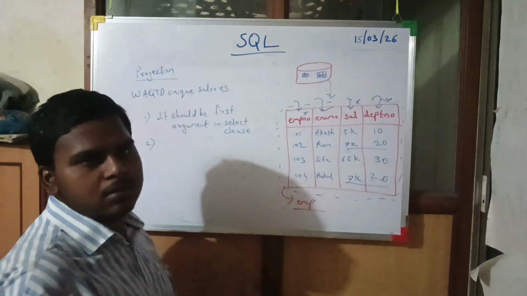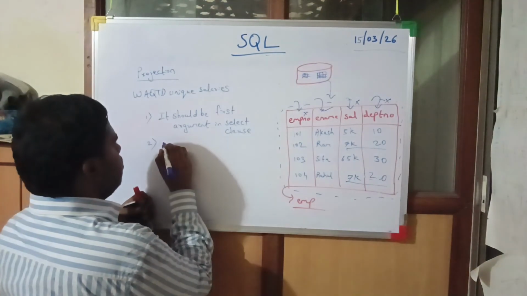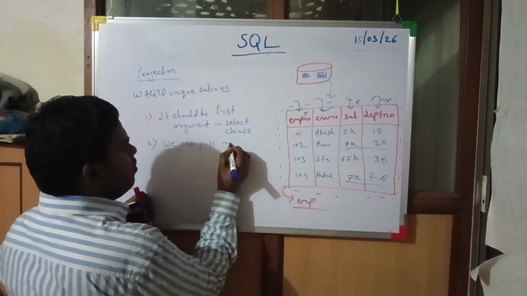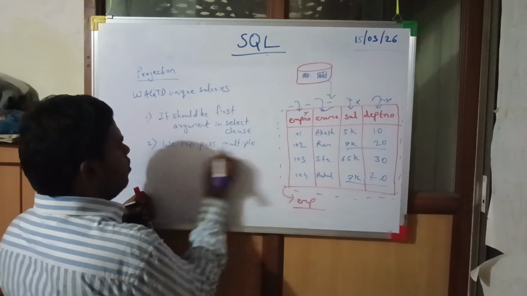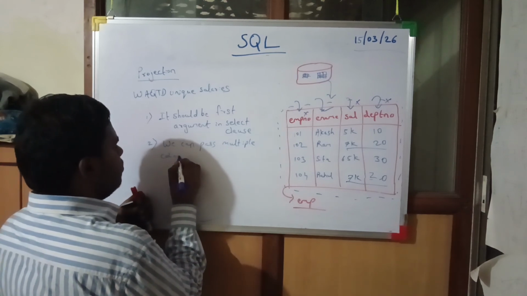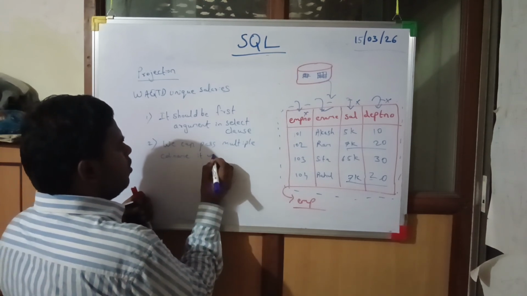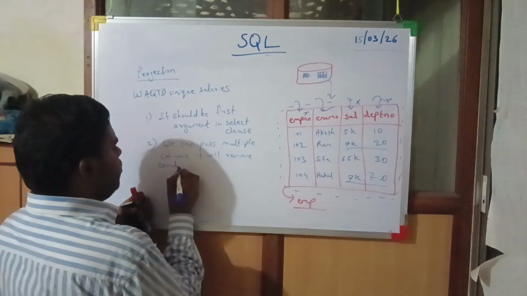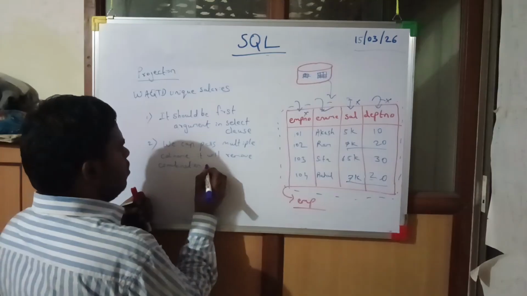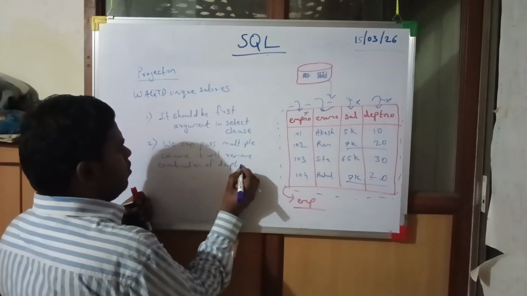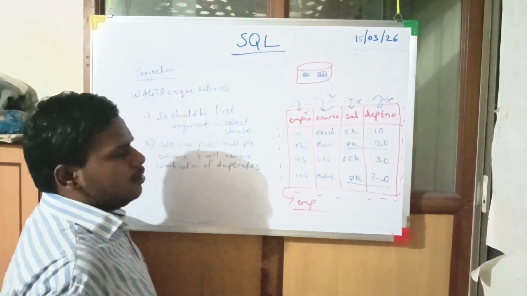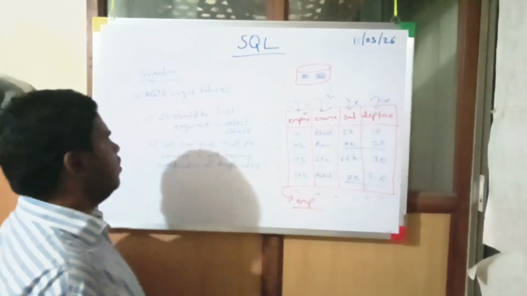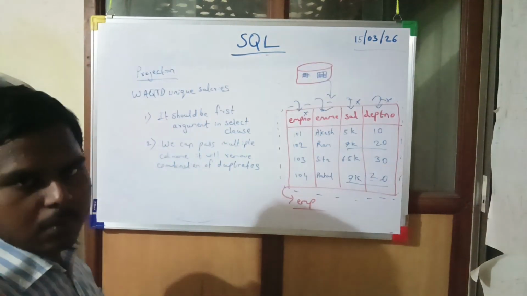Second, we can pass multiple column names. It will remove the combination of duplicates. If you are passing multiple columns, it will remove the combination of duplicates. I hope you have got it.